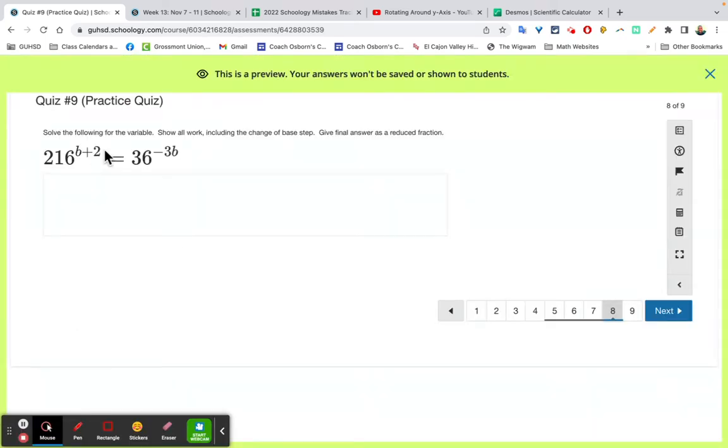Okay, all right, so now number 8. All right, you guys remember these equations? These are the exponential equations, where I have to figure out how to make them the same base.